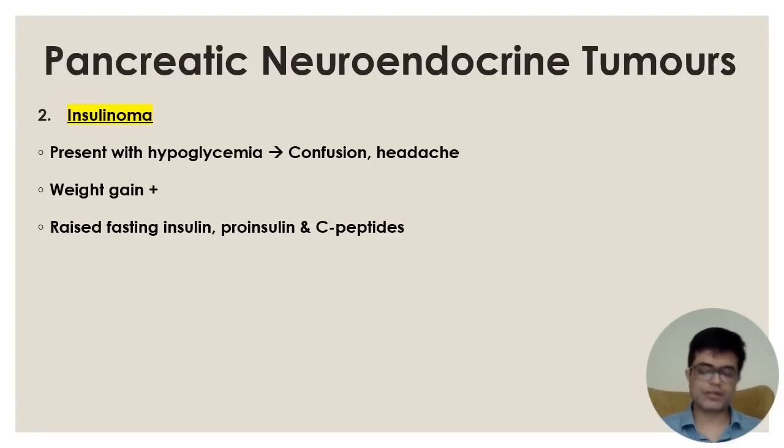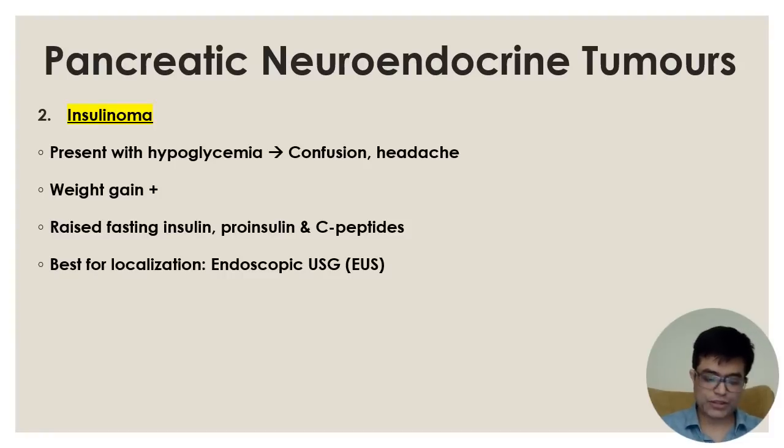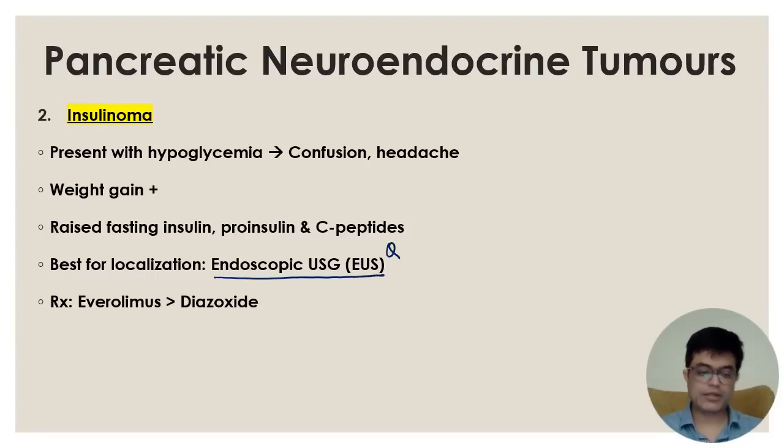And when you check the circulating blood levels, fasting levels of insulin, proinsulin, and C-peptide will be elevated. And the best investigation for localization, this is an INI-CET MCQ, to identify insulinoma, is endoscopic ultrasound. What is the treatment? Treatment of choice these days is everolimus followed by diazoxide.